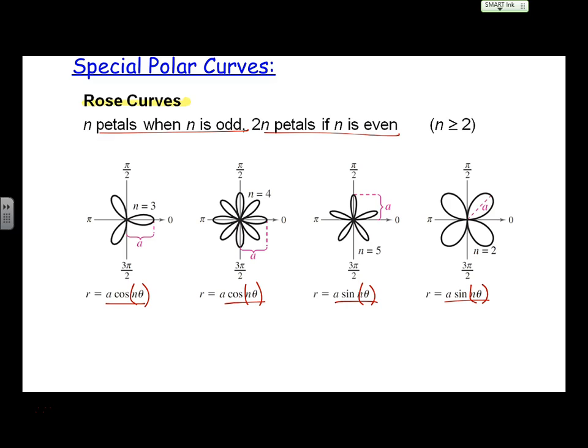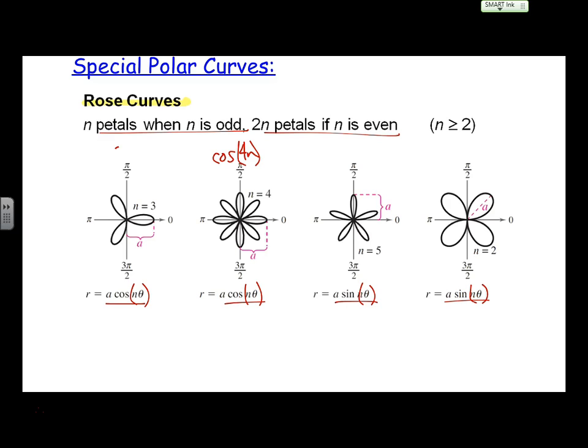So for this one, how many petals are there? Let's see, 1, 2, 3, 4, 5, 6, 7, 8. On that one, the specific function would have been cosine of 4 theta. There's a 4 in there, so there are twice as many petals.